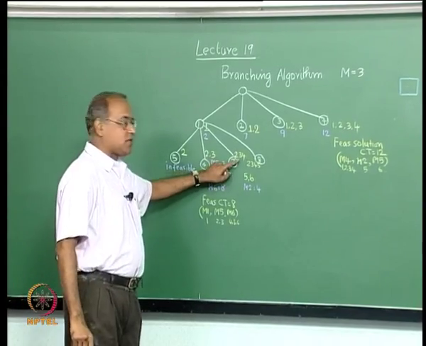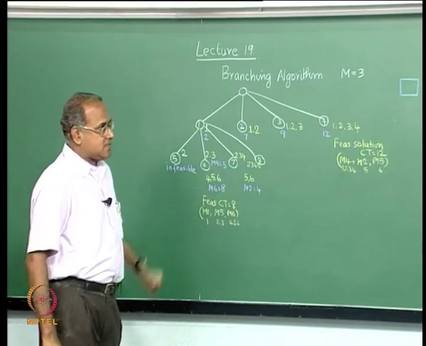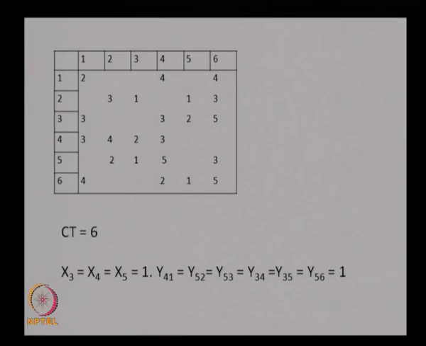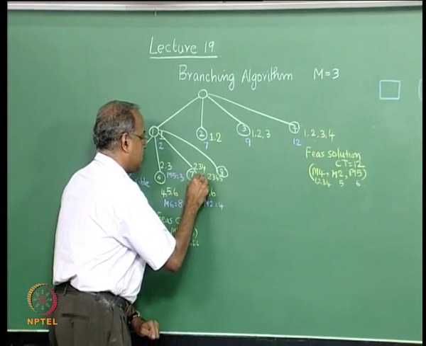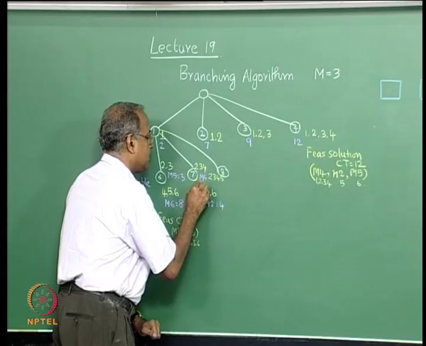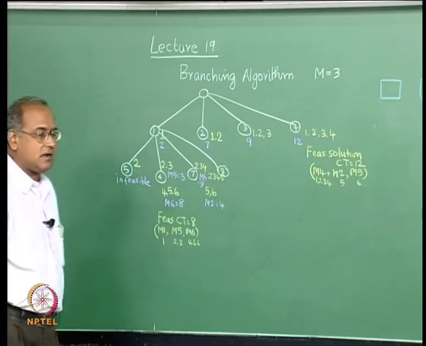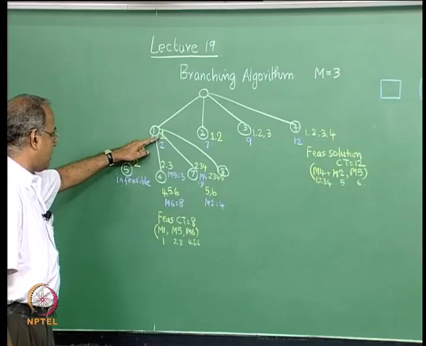Then I go to 2, 3, 4, and from this table I realize that machines 4 and 5 can carry out 2, 3 and 4. Machine 4 has a cycle time of 4 plus 2 plus 3, which is 9, while machine 5 has a cycle time of 2 plus 1 plus 5, which is 8. So, I would choose M5 here to do this, equal to 8, and then I have 1 here.